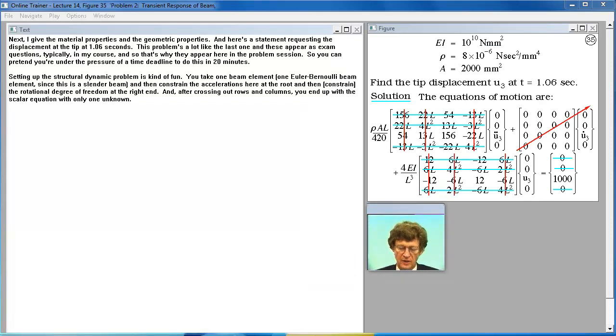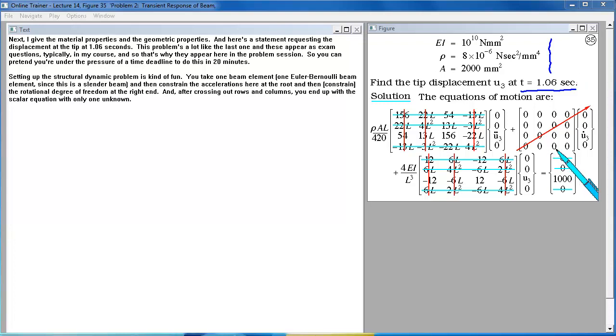Next, I give the material properties and the geometric properties. And here's a statement requesting the displacement at the tip at 1.06 seconds. This problem's a lot like the last one, and these appear as exam questions typically in my course, and so that's why they've appeared here in the problem session. So you can pretend you're under the pressure of a time deadline to do this in 20 minutes.